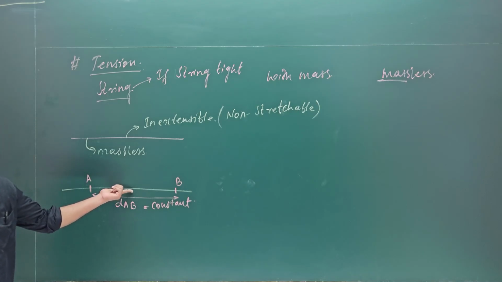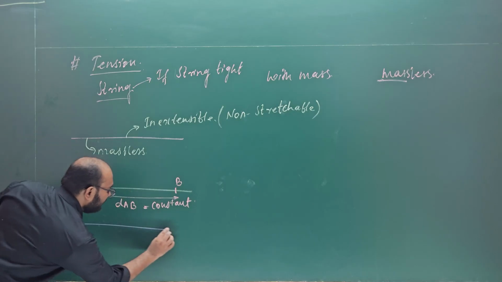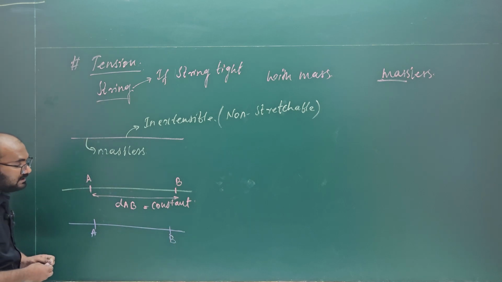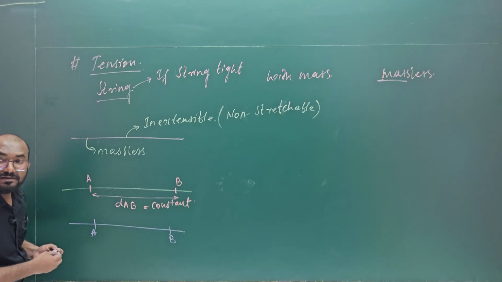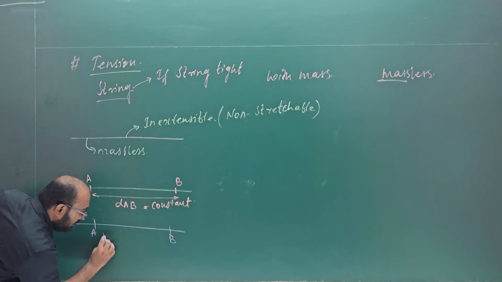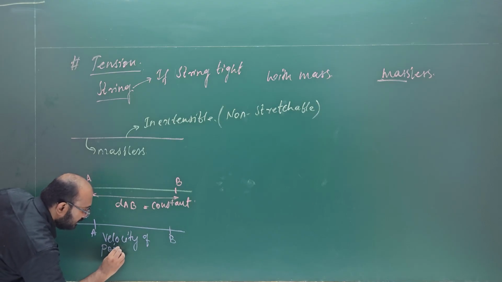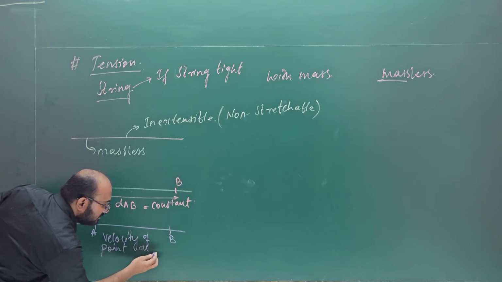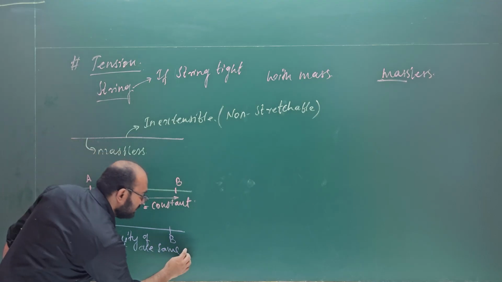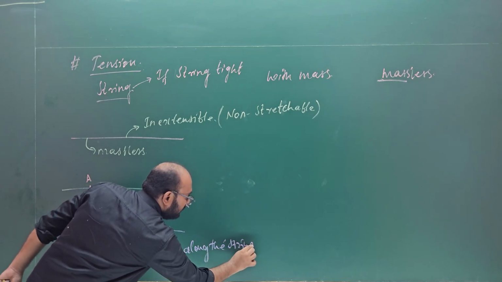Similarly, if this is the string, this is the point A and this is the point B. If the distance is constant along the string, then can I say that the velocities of points A and B are all the same along the string?